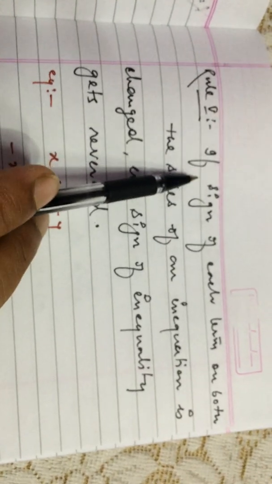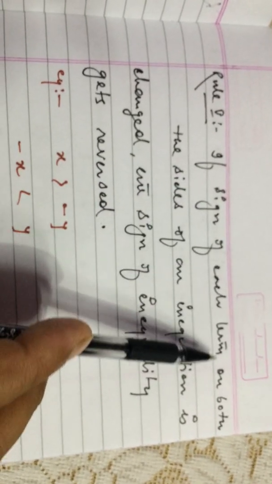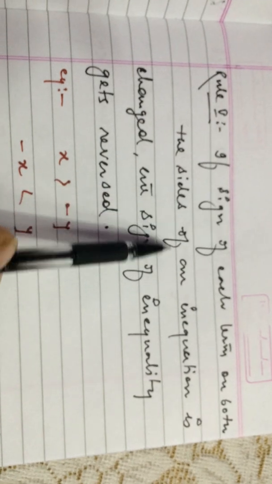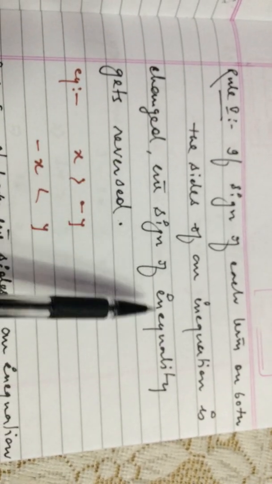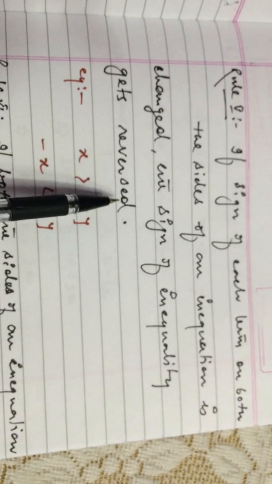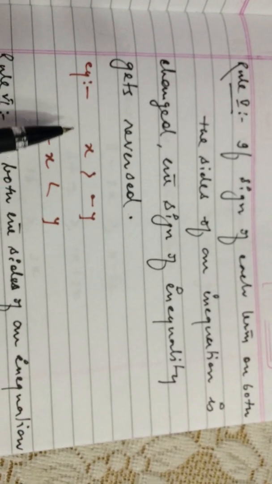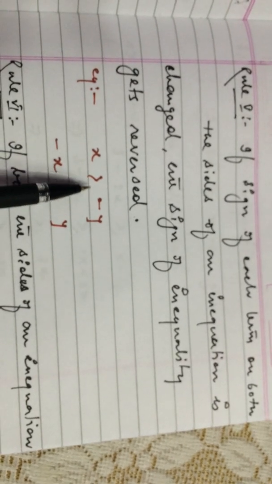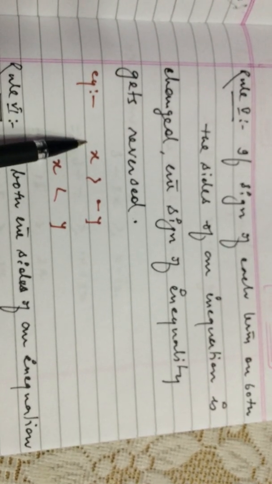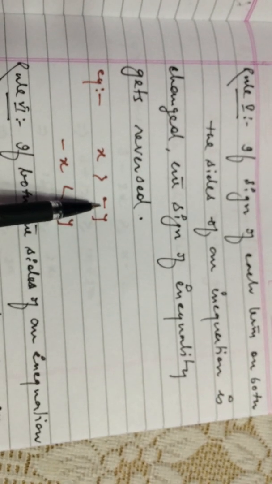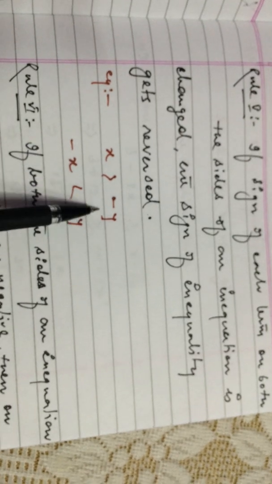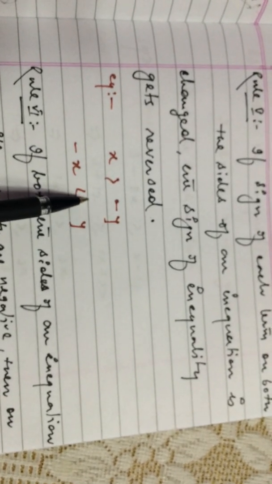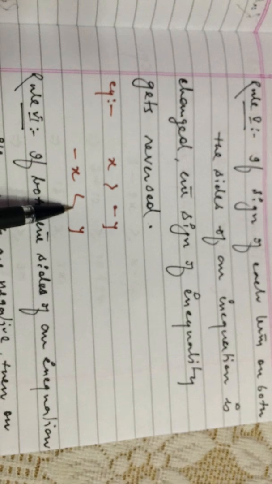Now see rule number 5. If the sign of each term on both sides of an inequation is changed, the sign of inequality gets reversed. See, for example, x is greater than minus y. x is the positive term and y the negative term. Now see the next line: x becomes negative, the sign reverses, y becomes positive. So the sign of inequality also reverses.